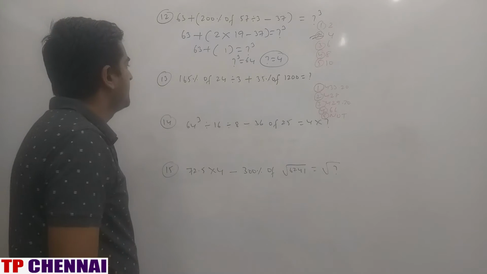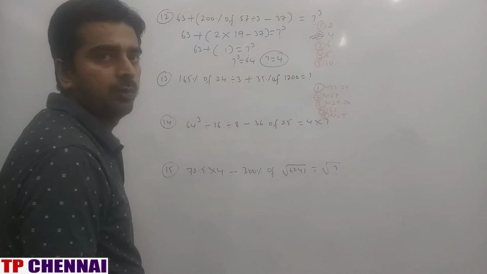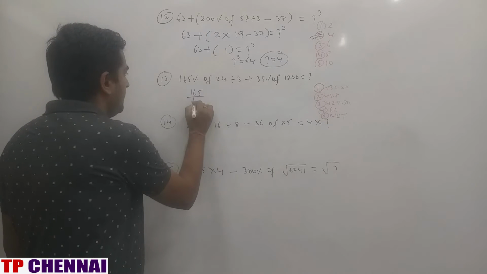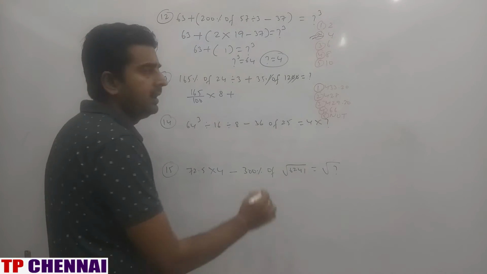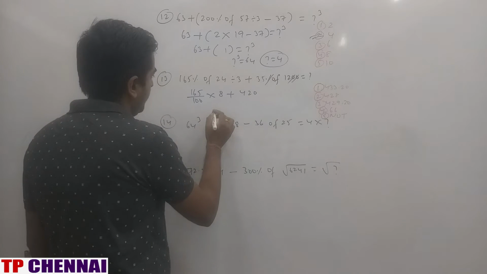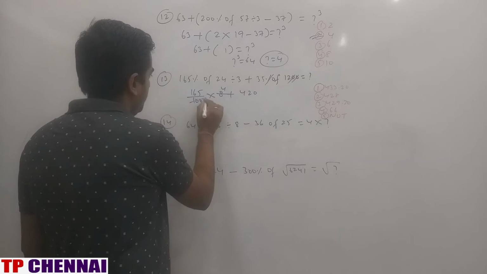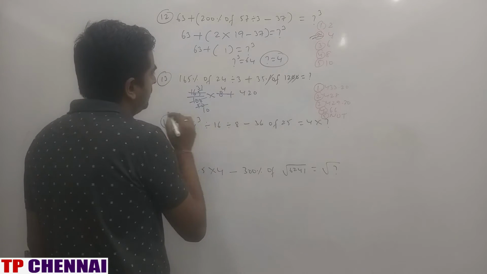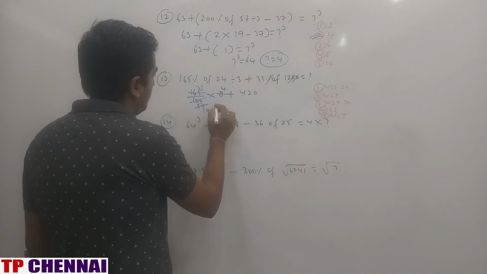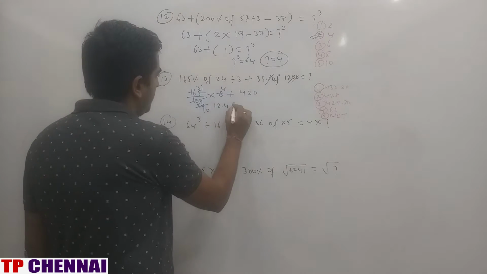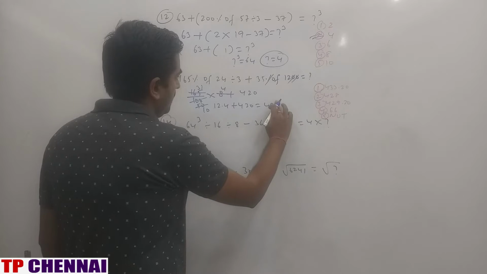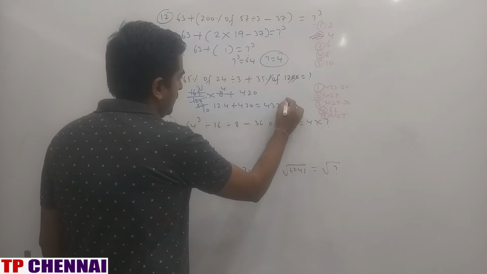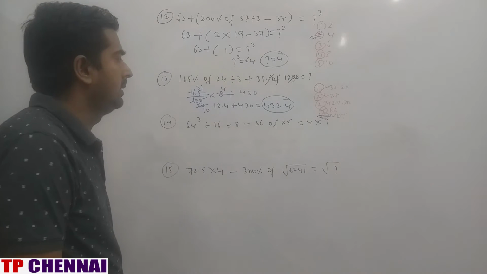Then this one, 165% of 24 divided by 3 plus 35% of 1200. So this is 165 by 100 into 8 plus percent 00 is gone. 35 into 12 is 70 into 6, which is 420. So 2 4s are, 2 50s are 5 10s are, 31s are. So this is 12.124 by 10 is 12.4 plus 420. So my answer is 432.4, which is nothing but none of this.